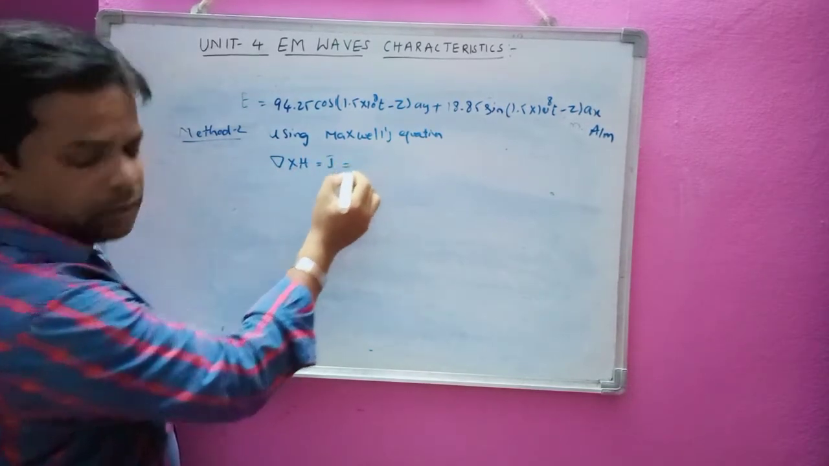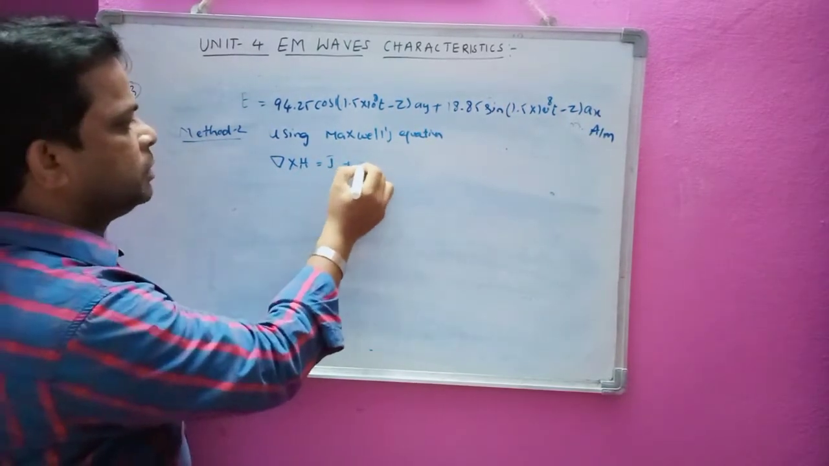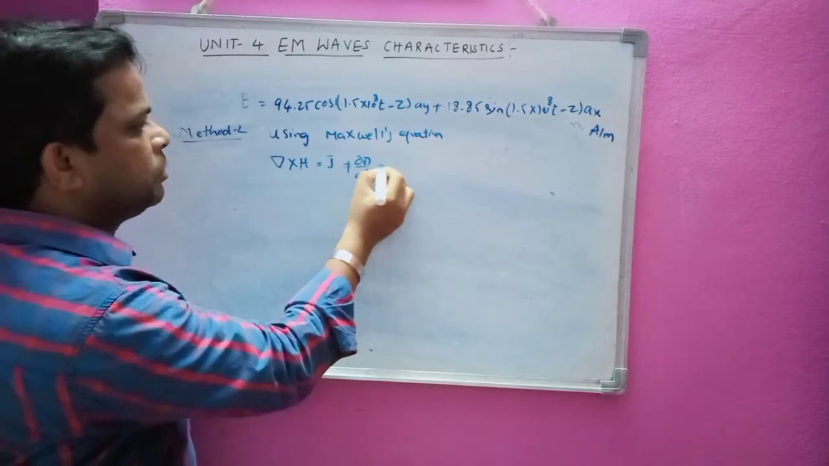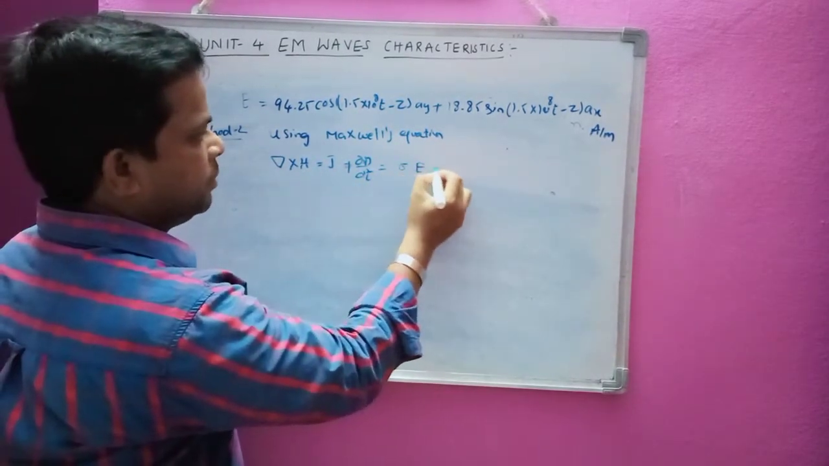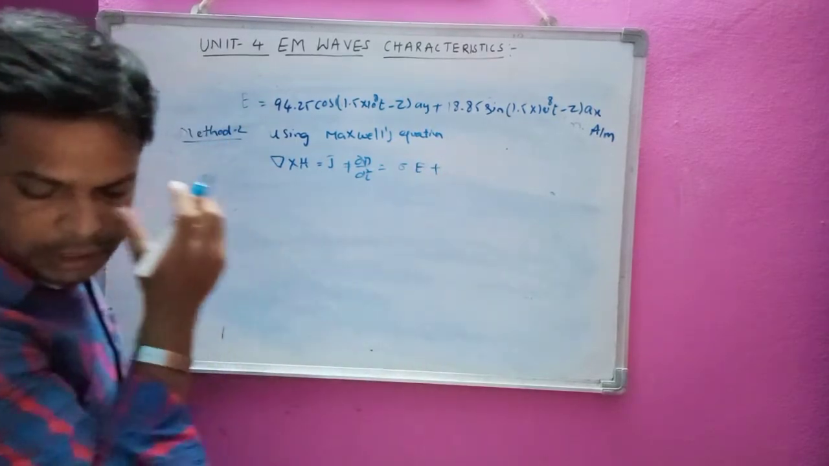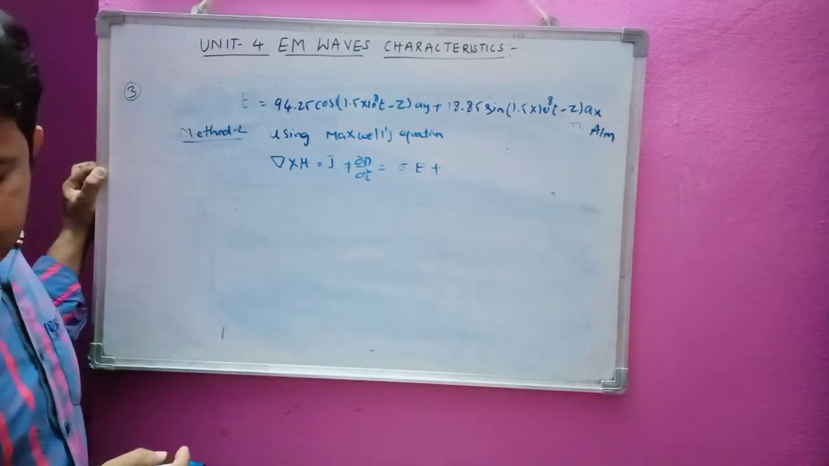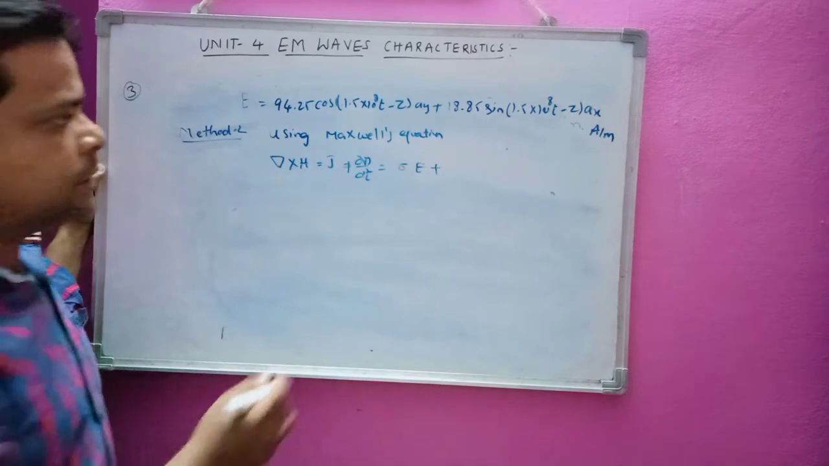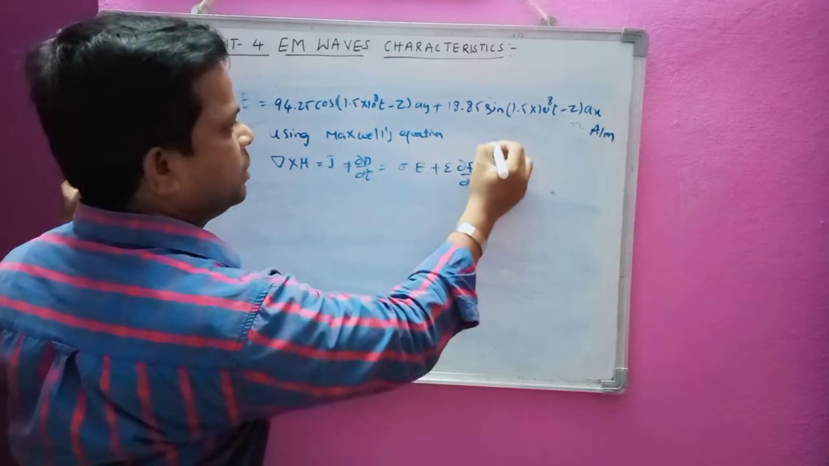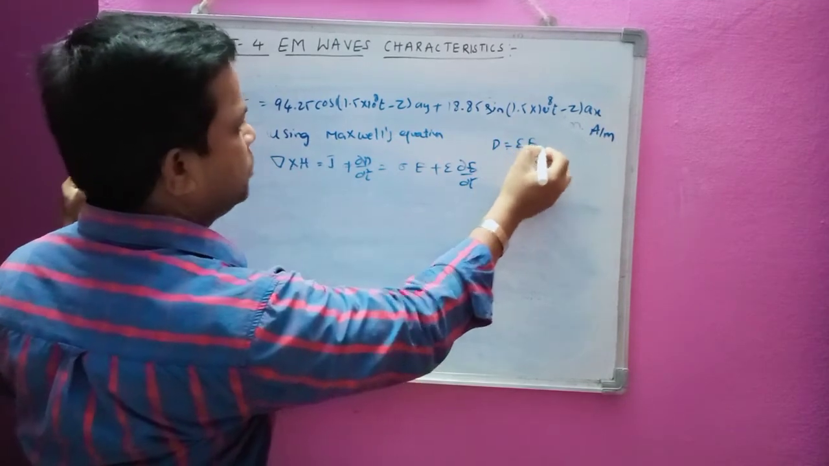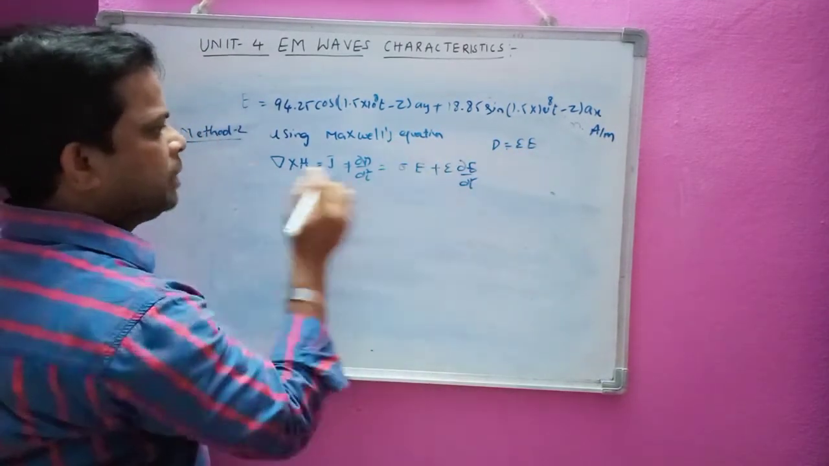J is equal to J plus dou D by dou t, that is the time varying equation. J is equal to sigma into E plus dou D by dou t, we can write here, that is epsilon into dou E by dou t, because D is equal to epsilon into E here, and I want to calculate the value of E here.